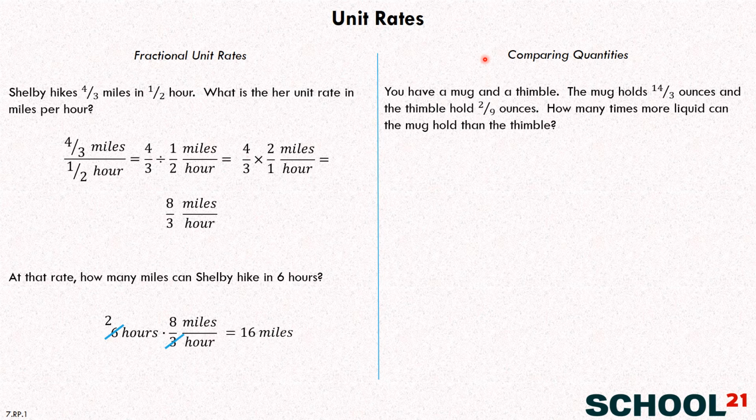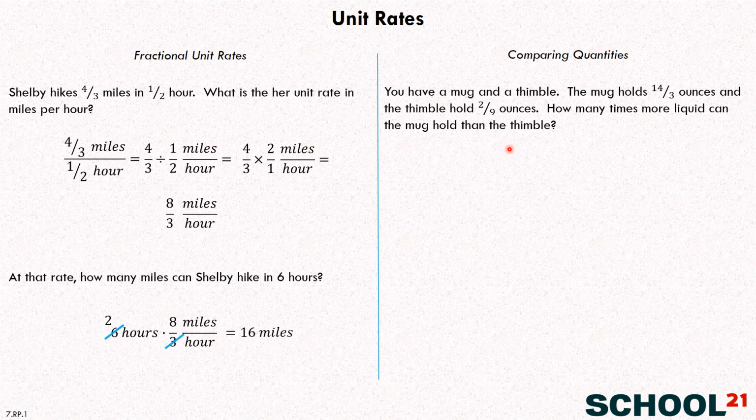You have a mug and a thimble, a little thimble that goes on the end of your finger if you're sewing things. So the thimble is a lot tinier. The mug holds 14/3 ounces of some liquid, and the thimble holds 2/9 ounces. You wouldn't normally put liquid in a thimble, but it could hold that much liquid. How many times more liquid can the mug hold than the thimble?